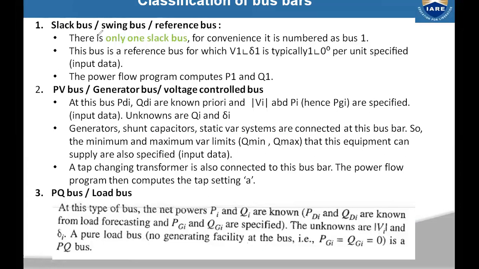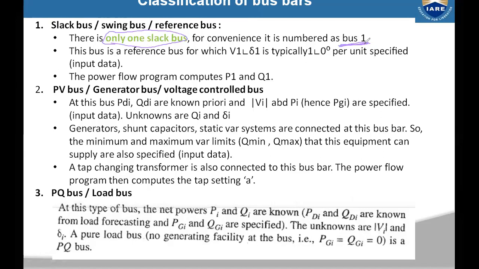Now there is only one slack bus here. In a power system, you should have only one slack bus. The main purpose of this slack bus is to supply the losses, right? We know PG is equal to PL plus losses, so these losses will be supplied by the slack bus only. For convenience, this slack bus is assumed to be bus number 1.